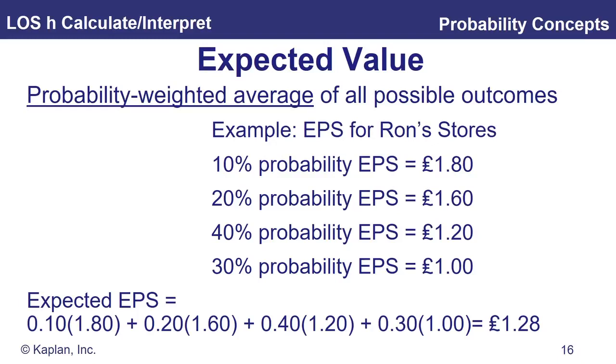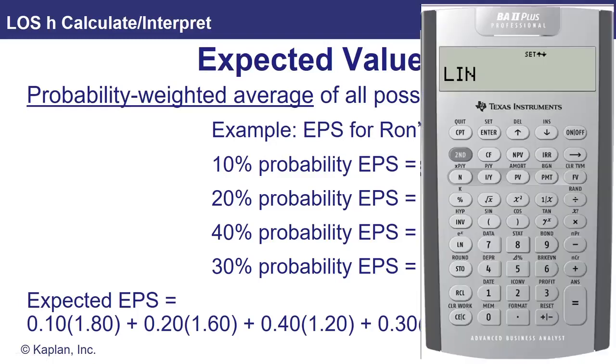This can be done on the BA2 Plus calculator. So I'm just going to bring my BA2 Plus calculator up for a second. There we go. Now to do this, you'll want yourself in data entry mode. Second function number 7, okay, and it's asking you for your X variable. Now the X variable in this case will be our earnings per share.